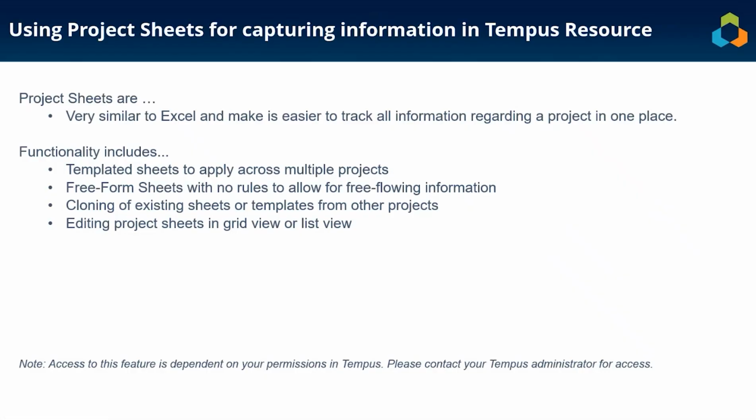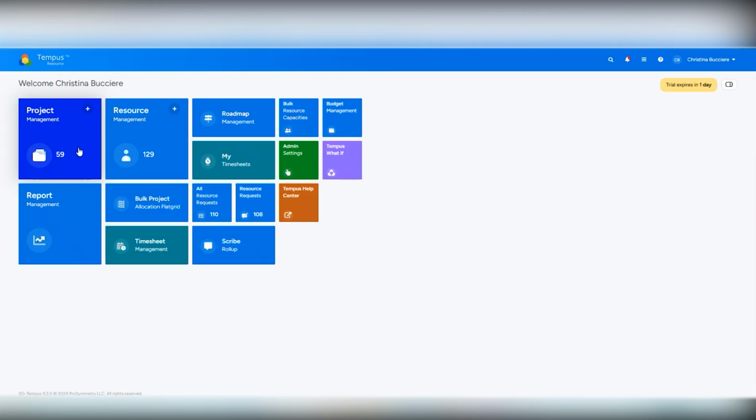In this video, I will be reviewing how to use project sheets to capture information about your projects in Tempus. Project sheets allow you to create sheets similar to Excel where you can track important information about your projects. With project sheets, you have the ability to create and use project sheet templates, which would apply across all of your projects. You can create free-form sheets to track information as needed. You can clone project sheets into other projects, and you can edit project sheets in either a standard grid view or a list view.